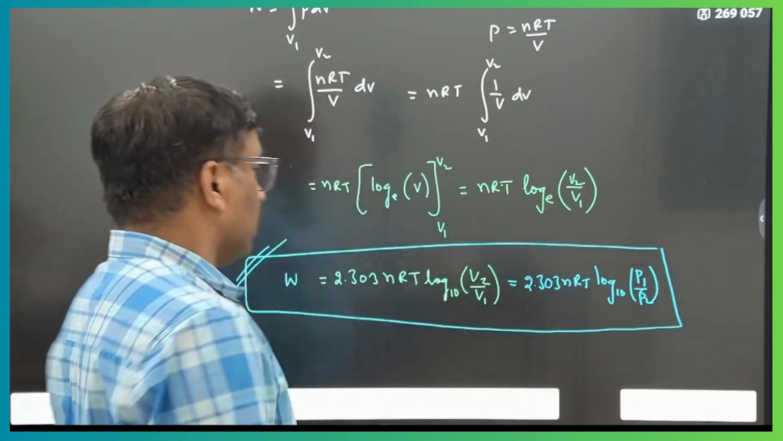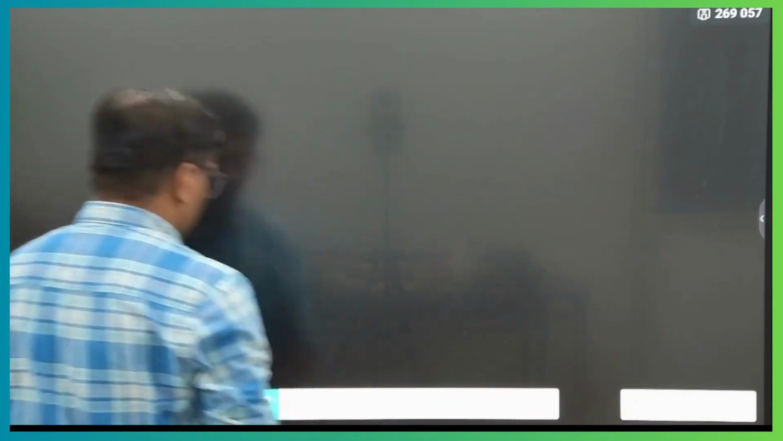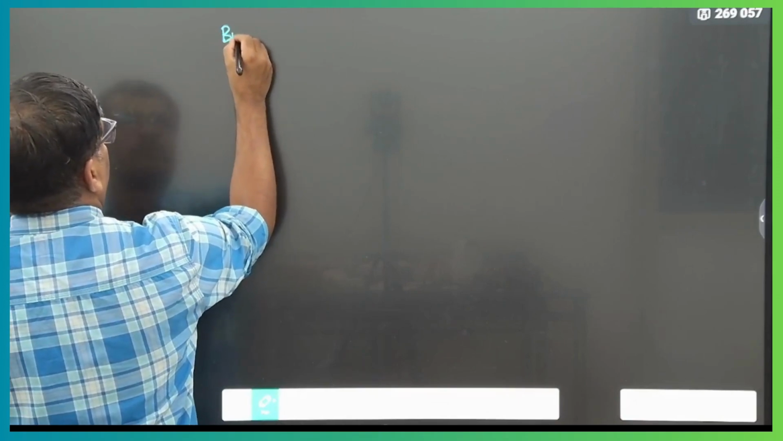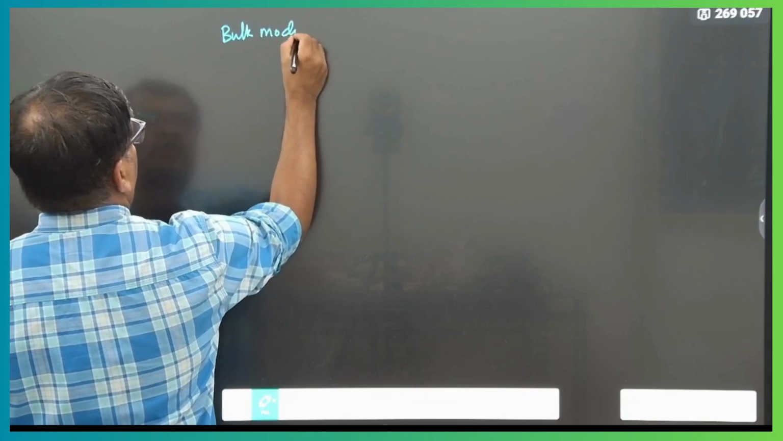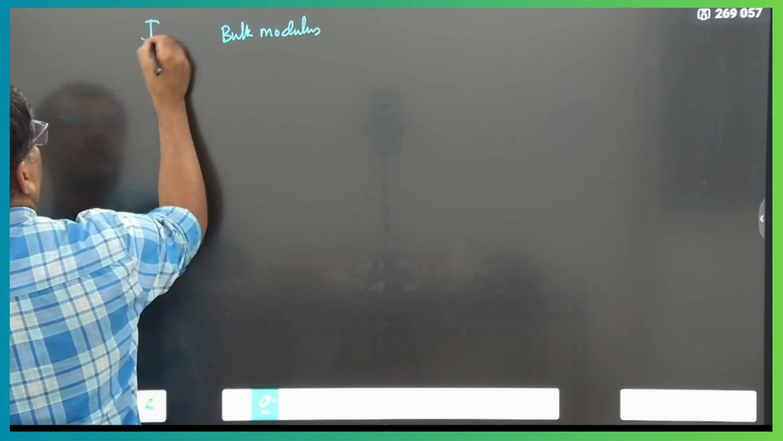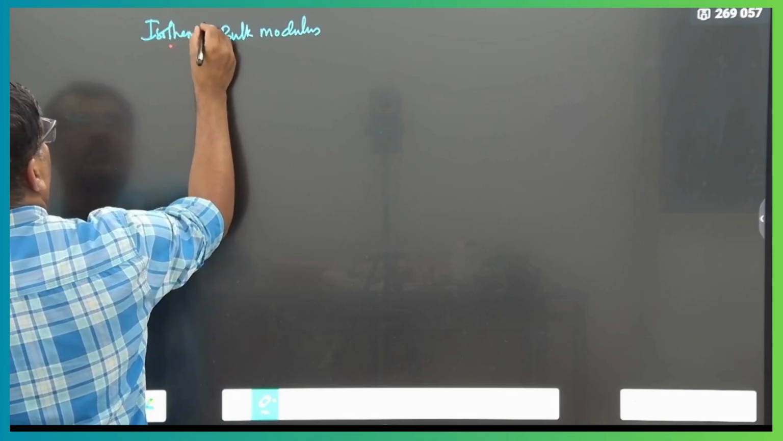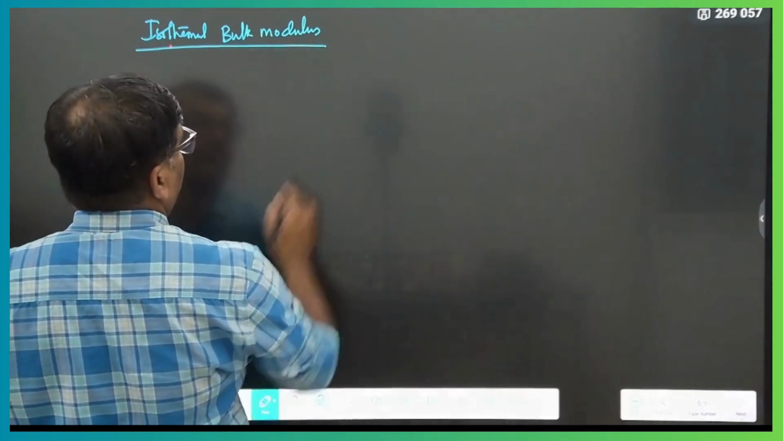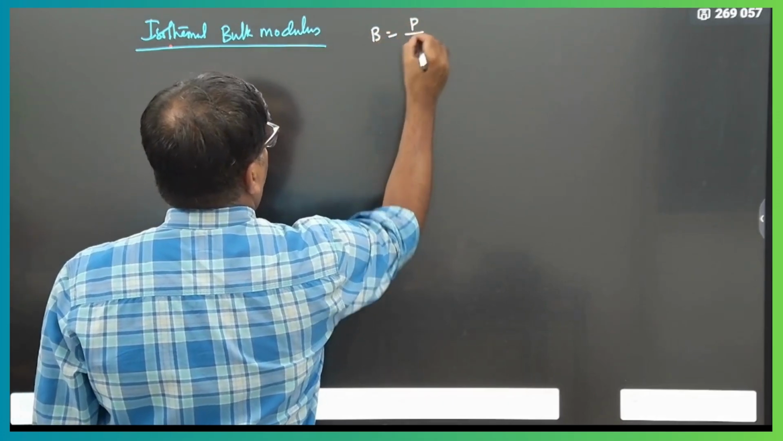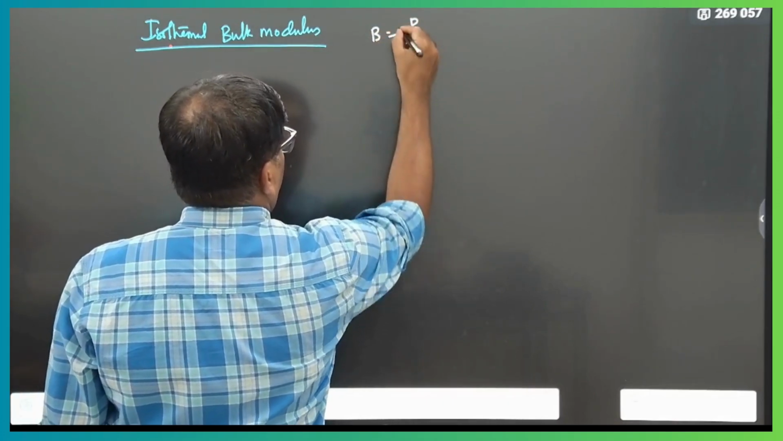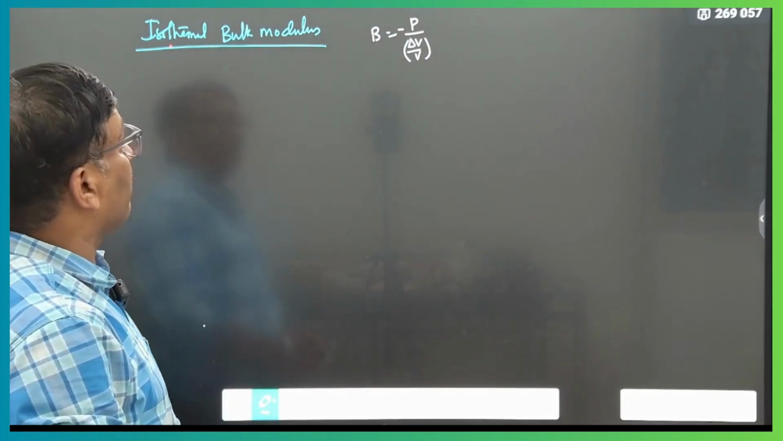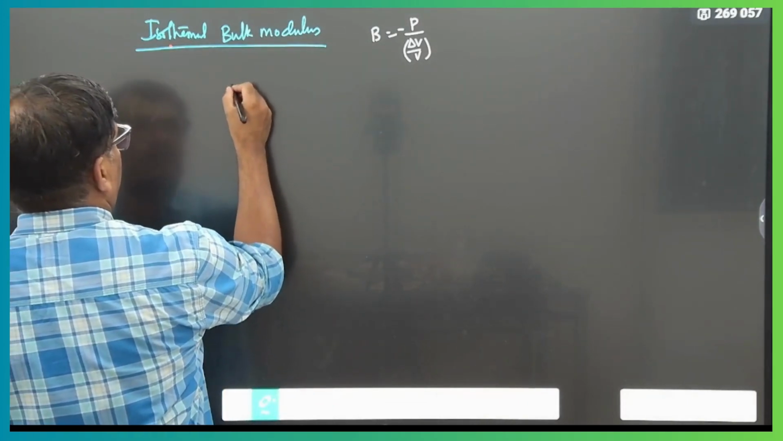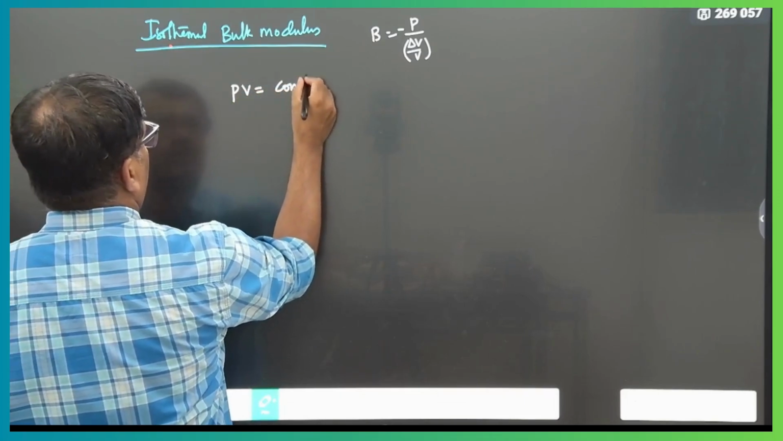Clear? So one more important point in our isothermal process, that is the isothermal bulk modulus. What is this isothermal bulk modulus now? Bulk modulus, you know the formula, that is B is equal to P by, therefore, minus del V by V. This is your P by volume strain. So we can rewrite it, as again PV is equal to constant. You can differentiate it now.